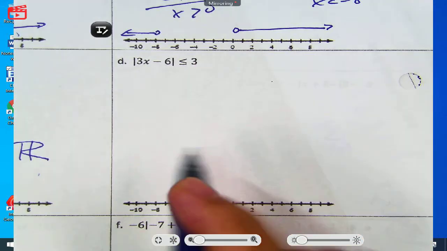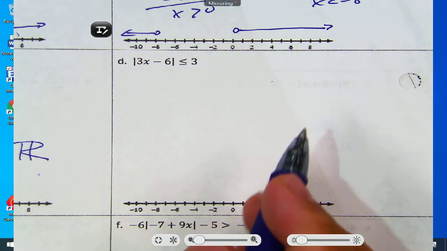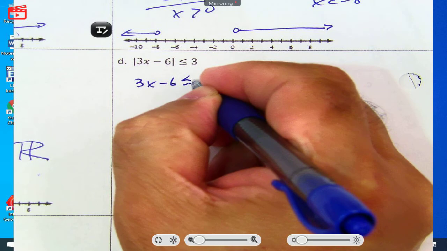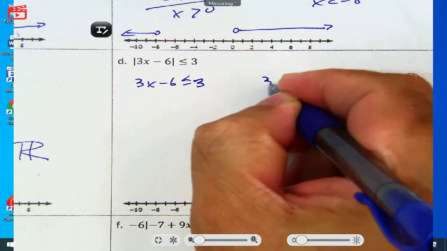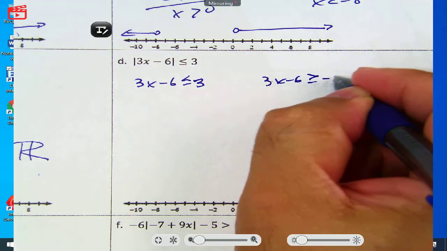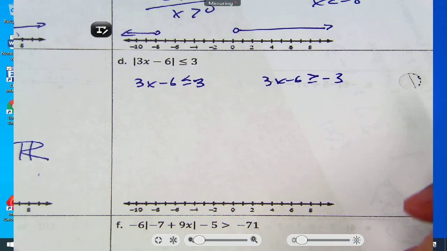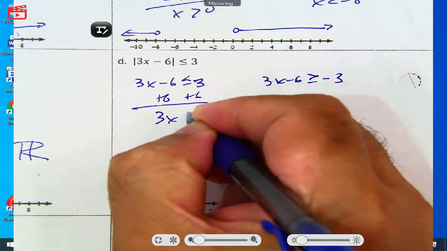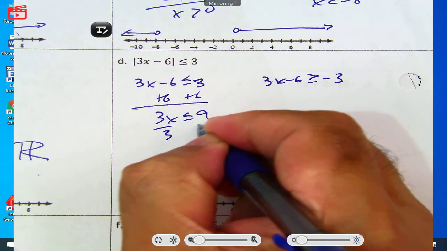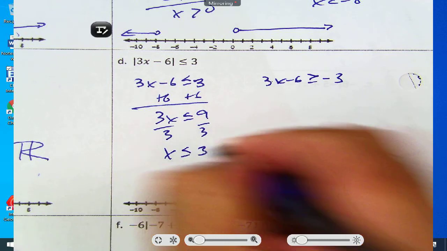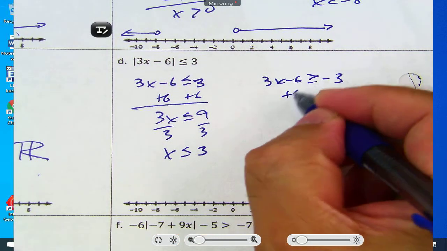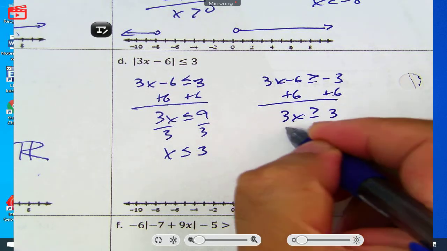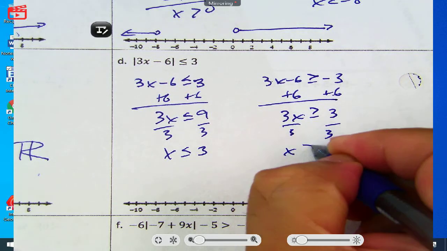Alright. So this one, the absolute value is already isolated. So I'm going to do a rewrite. 3x minus 6 is less than or equal to 3, and 3x minus 6 is greater than or equal to -3. Solve each one separately. Add 6, add 6. Divide by 3. Repeat the process over here. Add 6, add 6. This time I get a positive 3. Divide by 3. I get x is greater than or equal to 1.